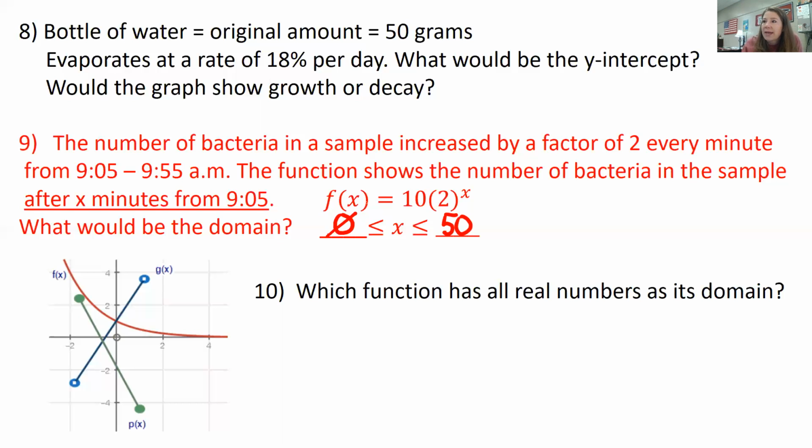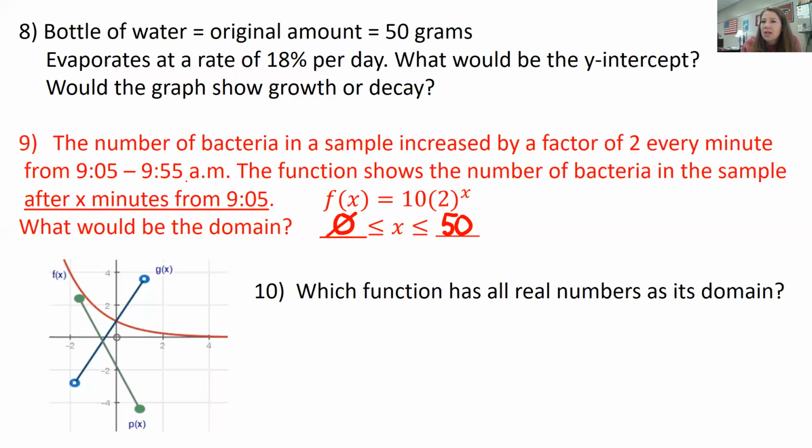So that is the domain. That number, that x right there, represents the minutes from 9:05. So at 9:05, that has to be 0 because it is 9:05. And at 9:55, it's 50 because that is 50 minutes after 9:05. That's what 9:55 is. You understand?